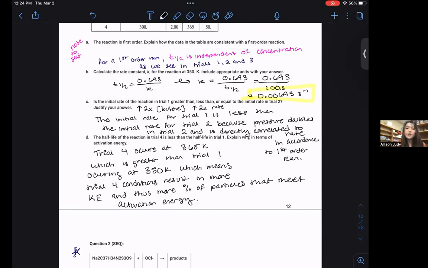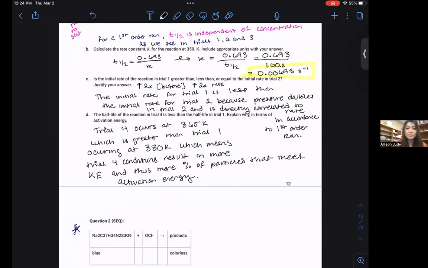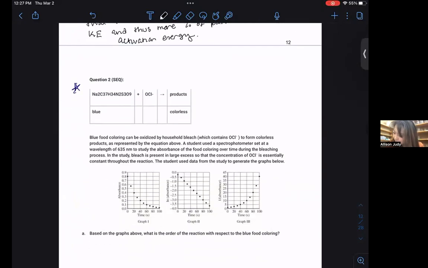Okay, so you can kind of go from both ways. You could flip it and say trial 1 is occurring at less temperature, which means particles are moving slower, therefore less are meeting the activation energy. Either way, the relationship, as long as it's true, will be accepted. Okay, so now let's look at question 2, short FRQ.